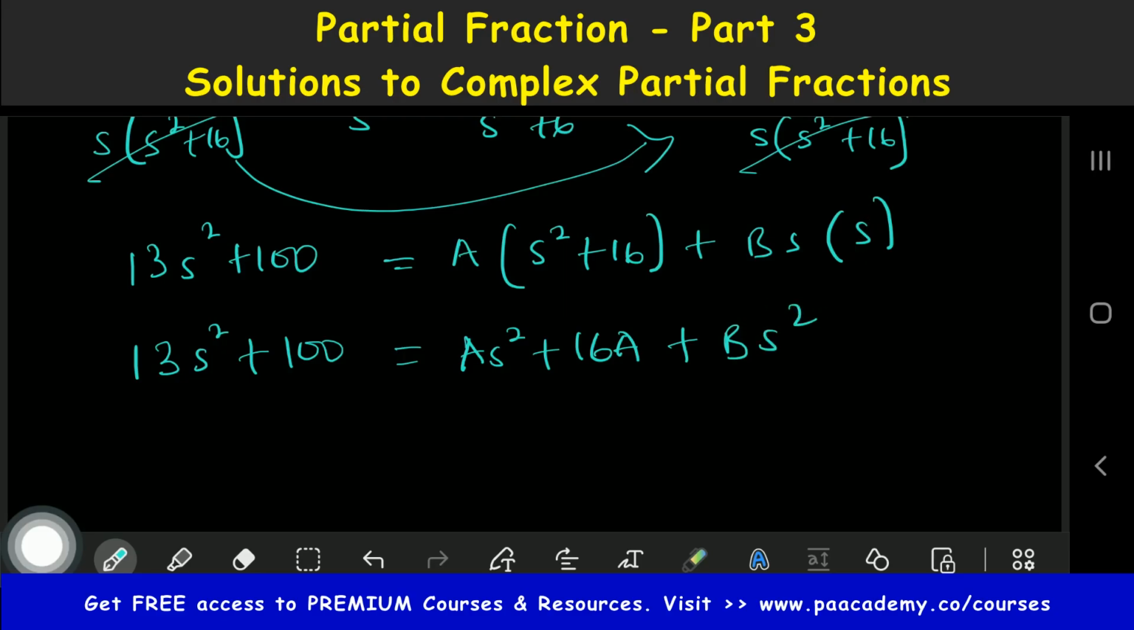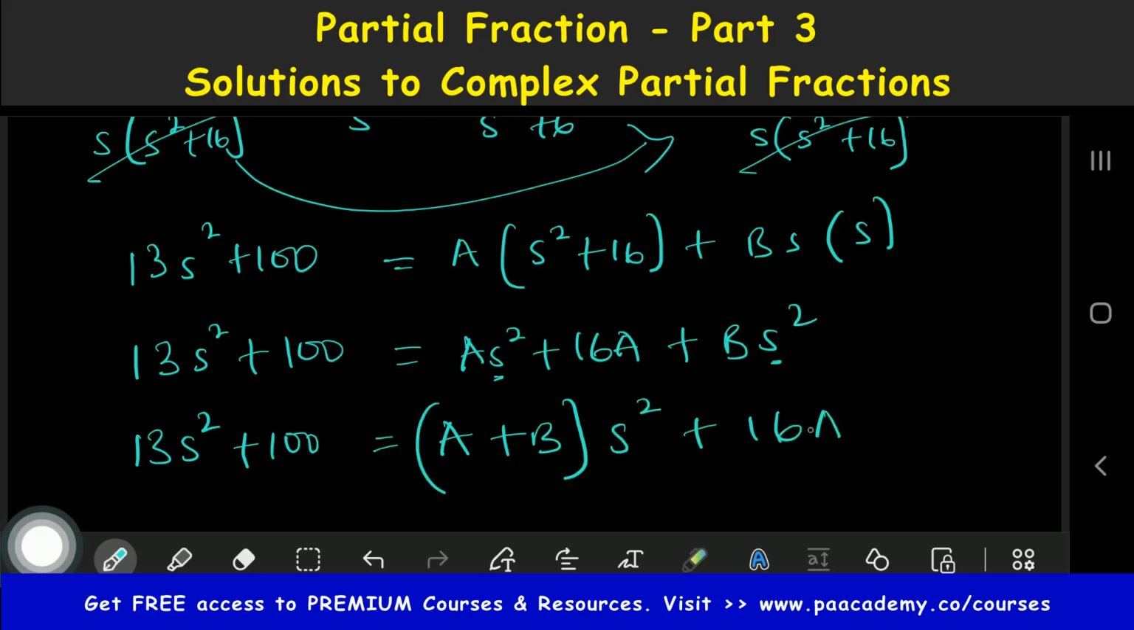All right, we can factor, because we can see we have s squared here and s squared here, so we can write it as 13s squared plus 100 equals (A plus B) into bracket s squared plus 16A. If we expand what we have here, we are still going to get this.